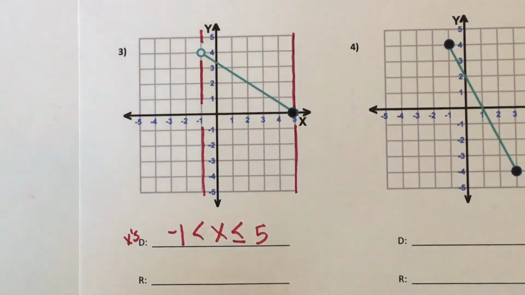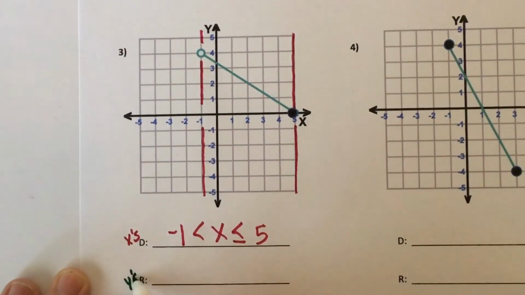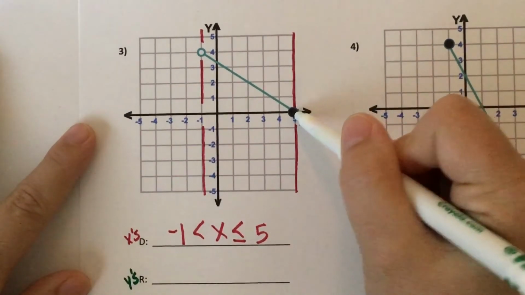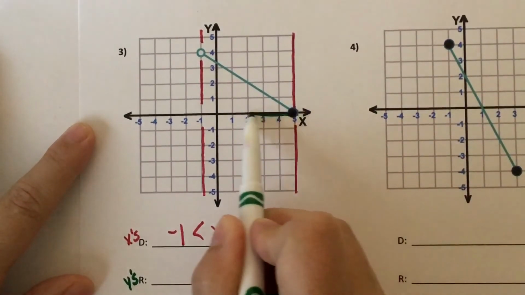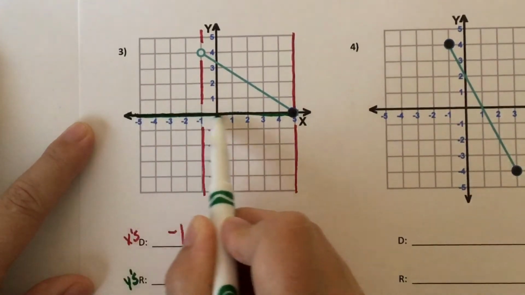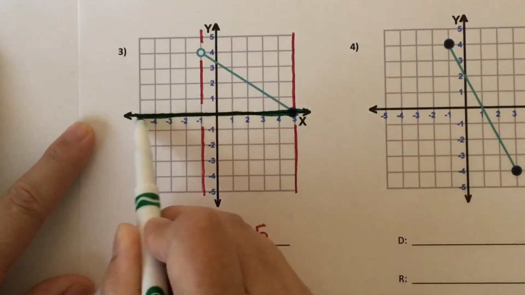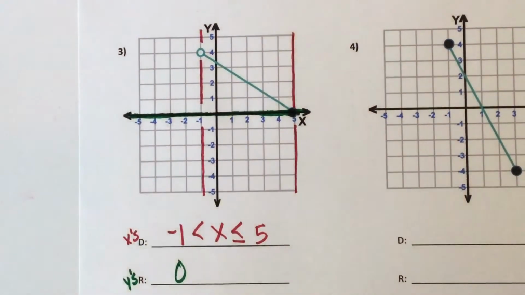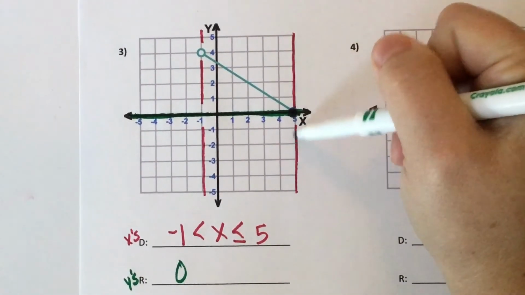Okay, let's do range. Range are your y's. We're looking up and down. So how low can you go? How high can you fly? This is our lowest y. Who is the y value right here? This gets people sometimes. Who is the y value everywhere right here at this lowest spot? The y value is 0, because you're not up or down off of that x-axis.